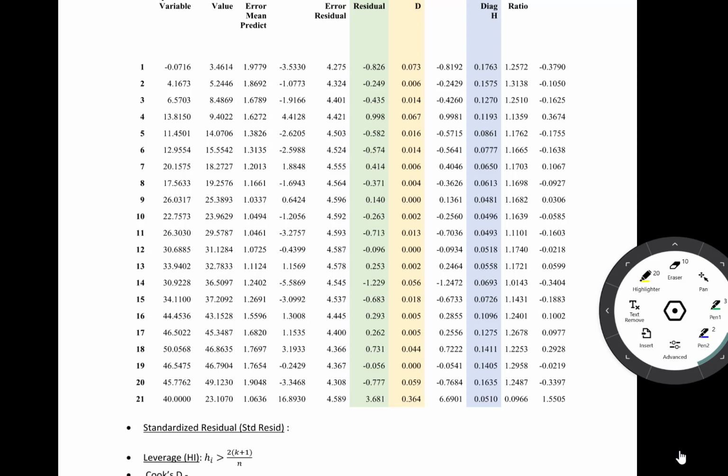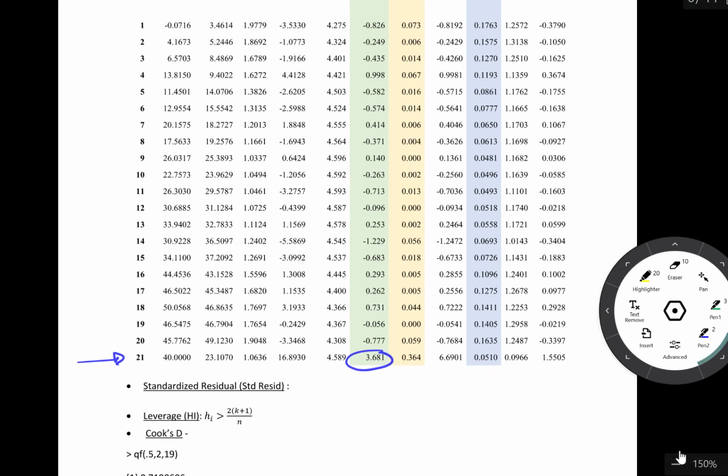The other thing to notice here is that since we added in that 21st observation, our regression line is going to change slightly because we've added in more data, and so the residuals are going to be slightly different than what they were for data set 1. But looking through here, we do see that our new data point, our 21st observation, does have a standardized residual greater than 3. So this tells us that data point 21 is an outlier.